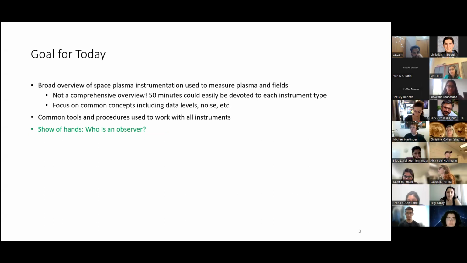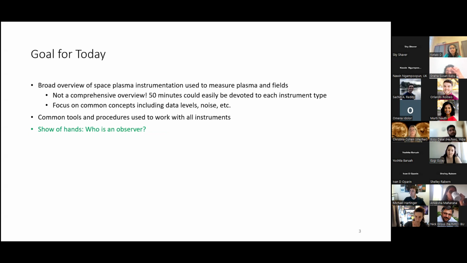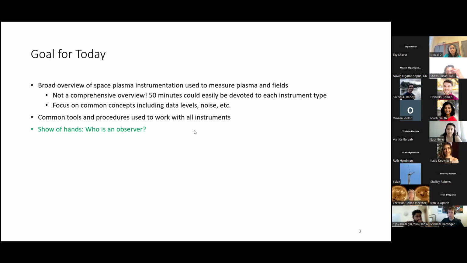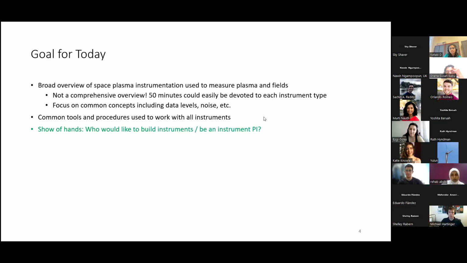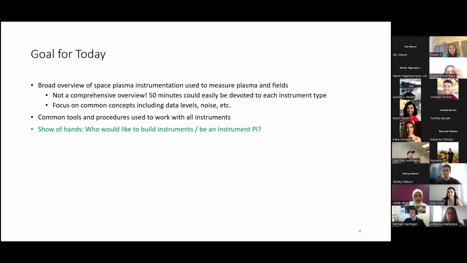Now, what about people who are observers, who mostly work with data? Okay, got a fair number of observers. Very nice. So then, some people might want to keep their hand up, but who of the observers would actually like to build instruments or be an instrument PI? Basically lead an instrument team. So we still got hands up.